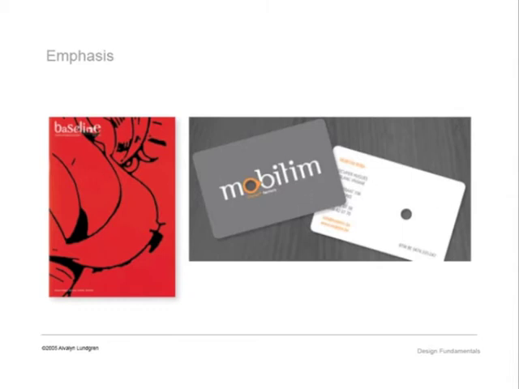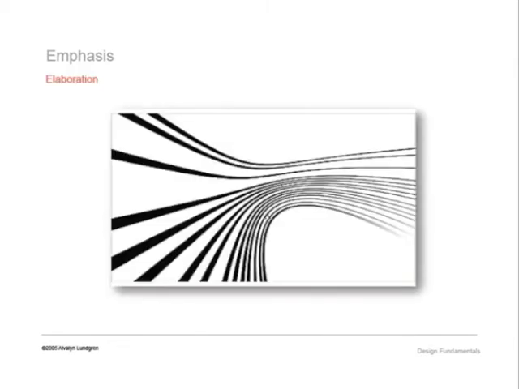Here on the business card on the front side, we obviously have the dominance of gray. We have the emphasis of the white knockout type and the anomaly of the orange accent. Another way to create emphasis is the idea of elaboration, which means that there is a gradual change going on, or an embellishment of a certain stated visual idea.